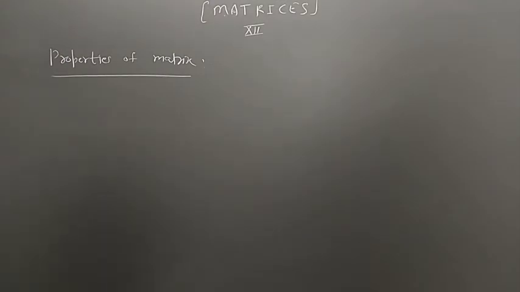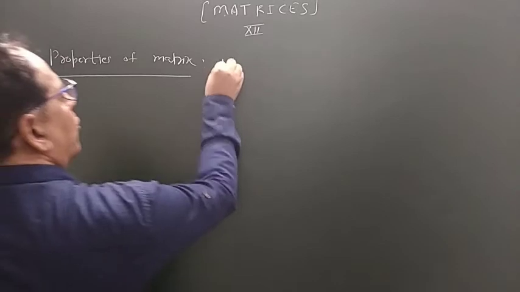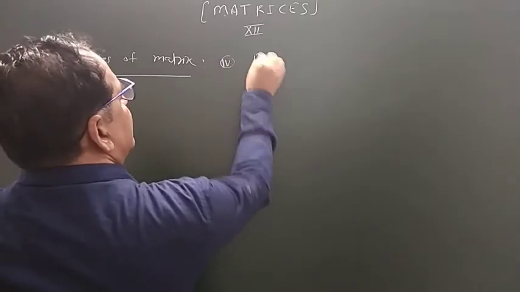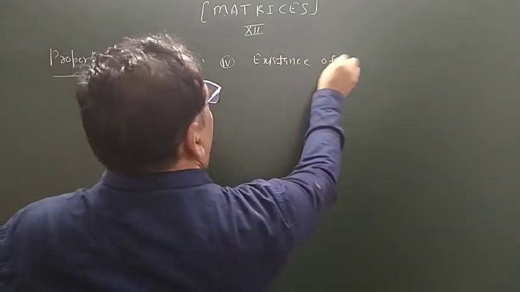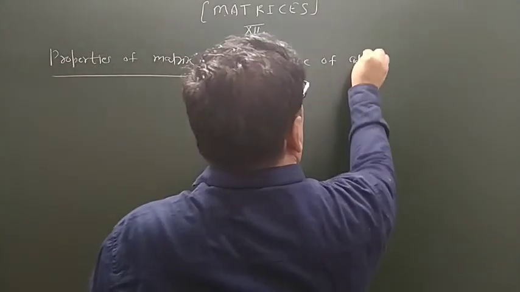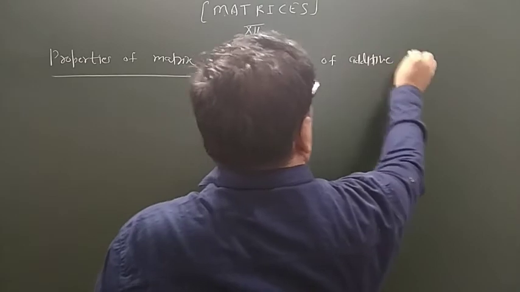Now the next property, property number 4, existence of additive inverse.